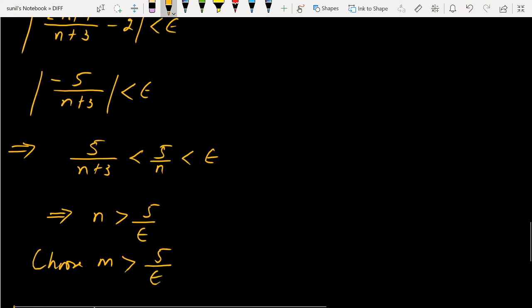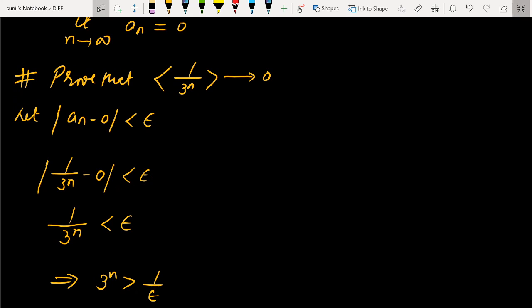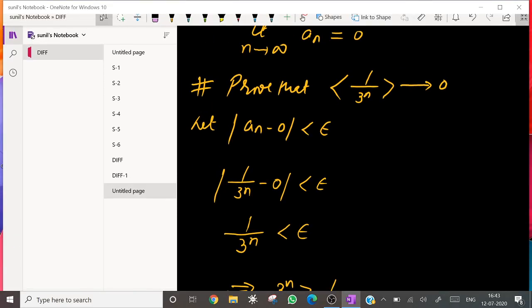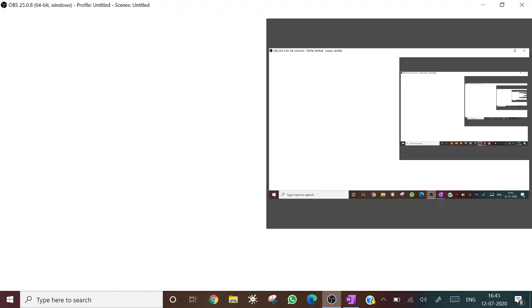So friend, this is how we apply this definition of the sequence. I hope you understood it. In the next video we'll cover some other interesting facts about this.